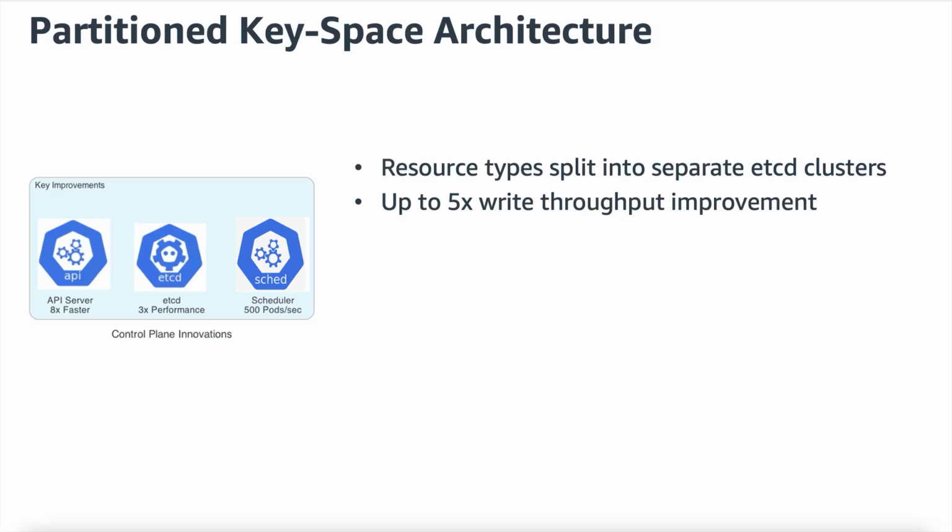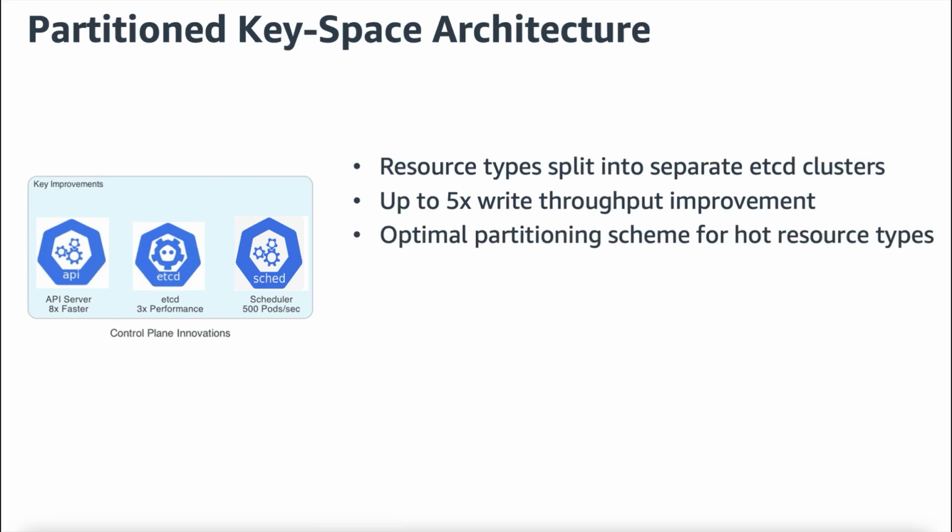The third breakthrough in our data store architecture is partitioned key space design that delivers up to 5 times write throughput improvement. Kubernetes natively supports partitioning etcd clusters by resource type and doesn't require serializable transactions across different resource types. We leverage this characteristic to implement an optimal partitioning scheme.